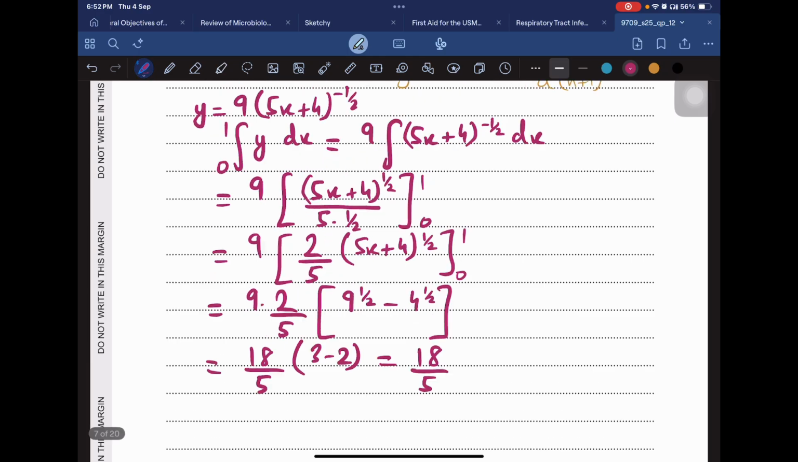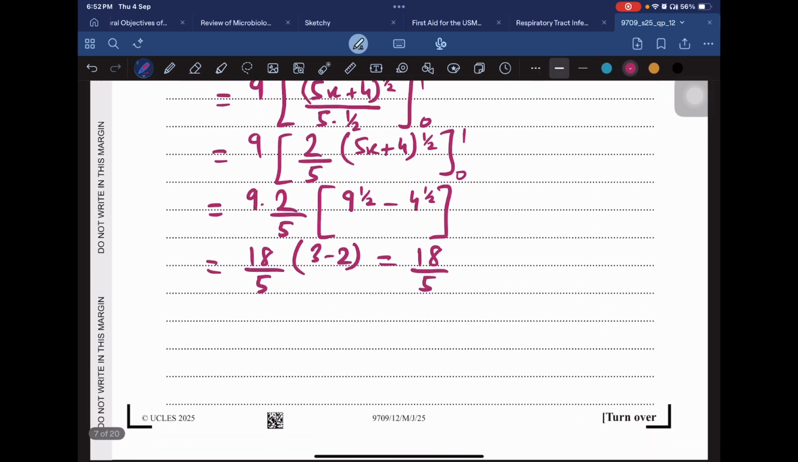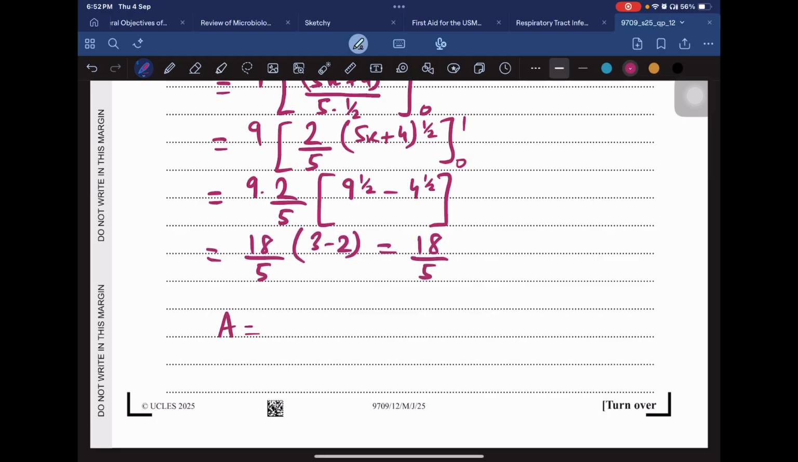So 18 upon 5 is this region, and the triangular area is 3 upon 2. So we add those two. So the area will be 18 upon 5 plus 3 upon 2, which will be 51 upon 10, or you can say 5.1.